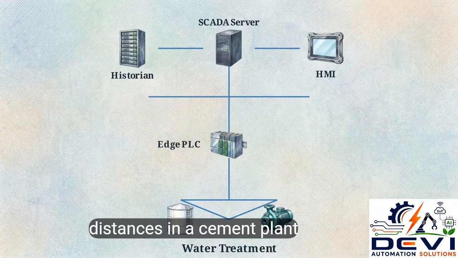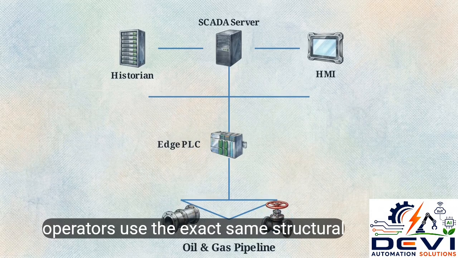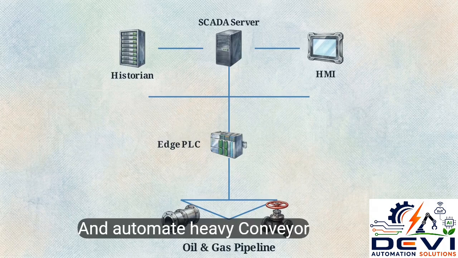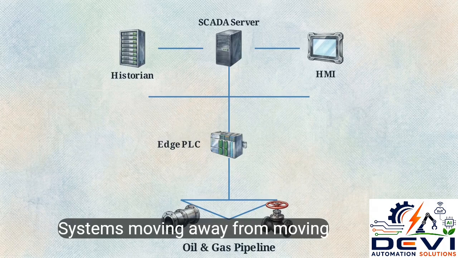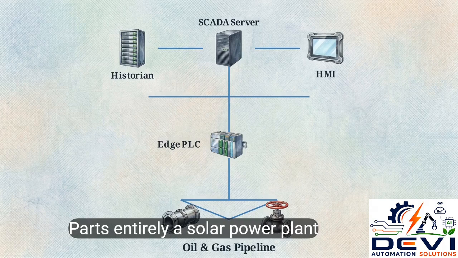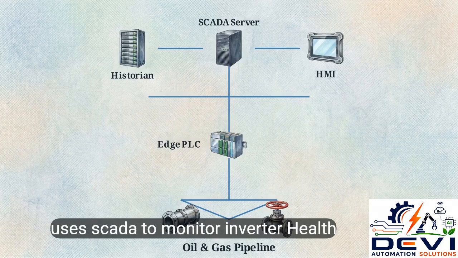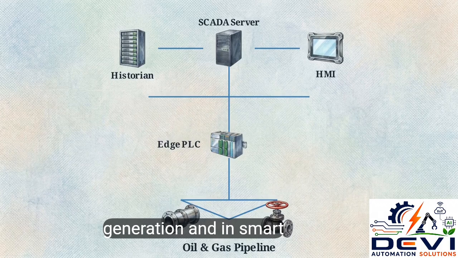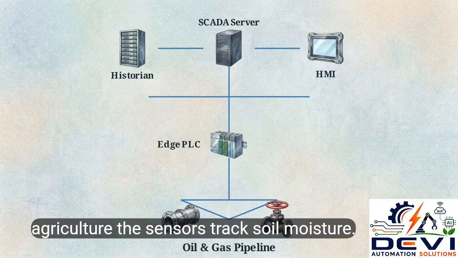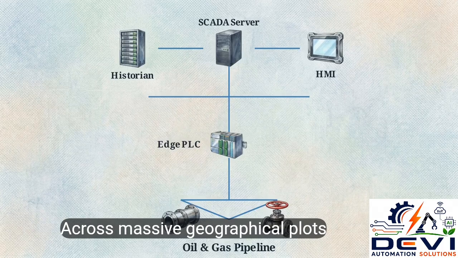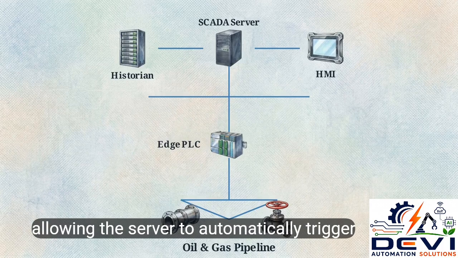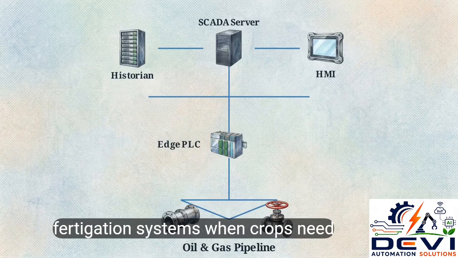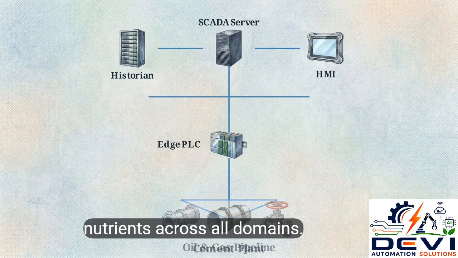In a cement plant, operators use the exact same structural loop to track extreme kiln temperatures and automate heavy conveyor systems. Moving away from moving parts entirely, a solar power plant uses SCADA to monitor inverter health, battery capacity, and total energy generation. And in smart agriculture, the sensors track soil moisture across massive geographical plots, allowing the server to automatically trigger fertigation systems when crops need nutrients.